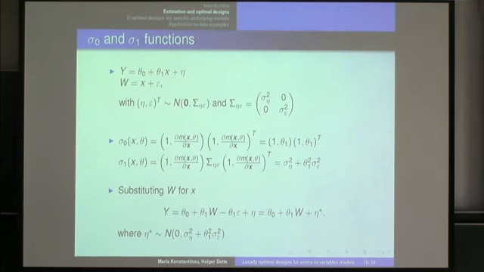And so the sigma 1 function, which is the only one involving the variance-covariance matrix for the errors, shows how these variances will enter the model. And particularly for the linear regression model, sigma 1 is the variance of the new error term we would get if we just substitute W for X.